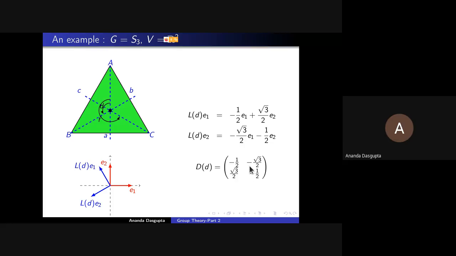Excuse me, sir. Yeah, go ahead. So actually, if the things are cyclic, then how does it matter that we are specific about row and column?